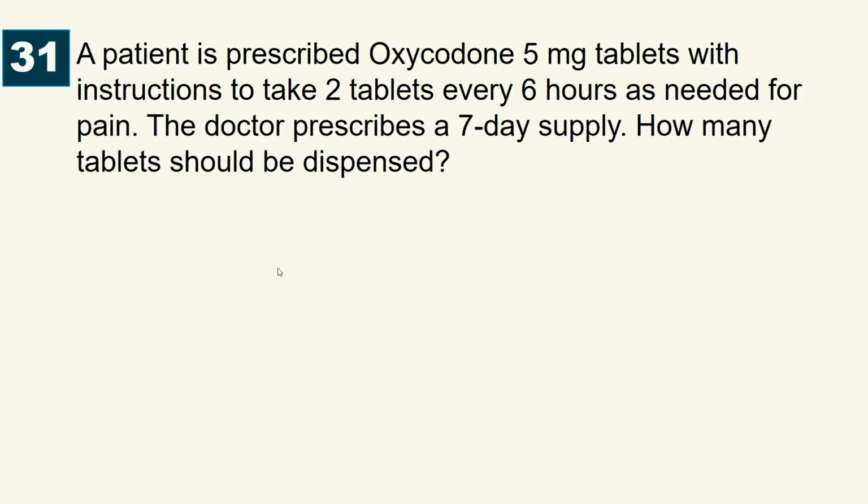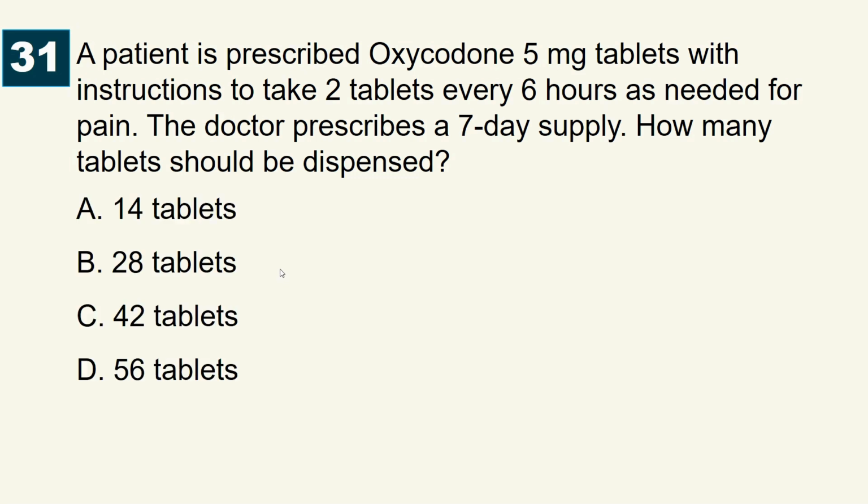Next, a patient is prescribed oxycodone 5 milligram tablets with instruction to take 2 tablets every 6 hours as needed for pain. The doctor prescribes 7 days supply. How many tablets should be dispensed? A, 14, B, 28 tablets, C, 42, D, 56.